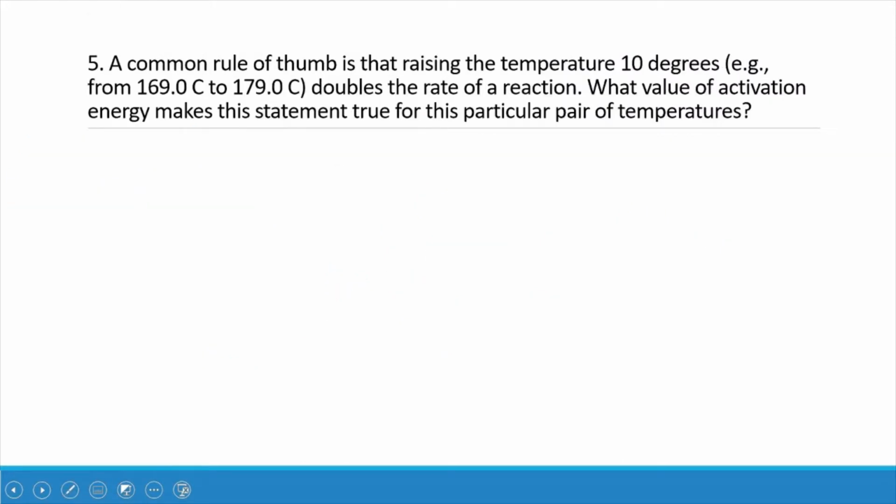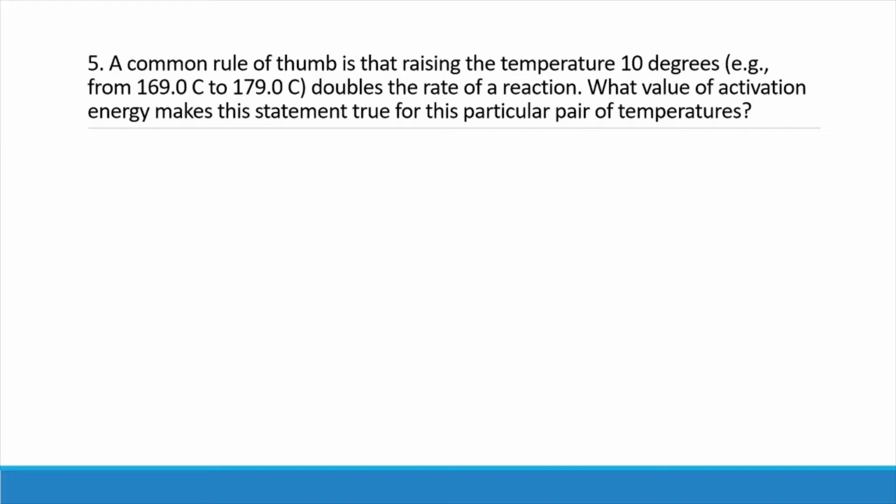And the last one from chapter 12, number 5. We are told a common rule of thumb is that raising the temperature 10 degrees, for instance, from 169 to 179, doubles the rate of a reaction. We want to know the value of activation energy that makes this statement true for this particular pair of temperatures.